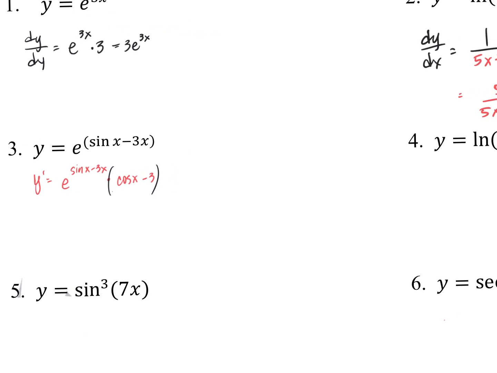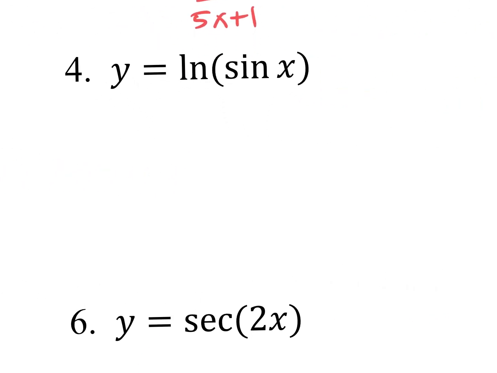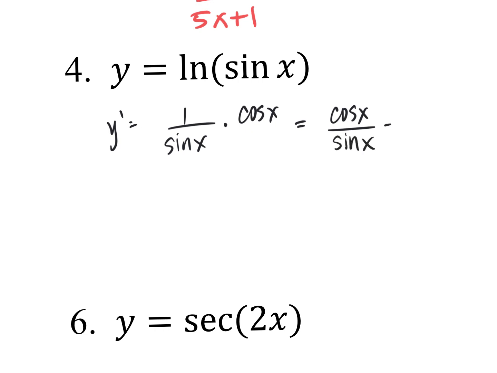Here we go. 1 over the thing in the parentheses every time, times the derivative of the thing in the parentheses. So close. Sine over cosine gets me tangent. It is cotangent. Oh, you don't have to apologize.